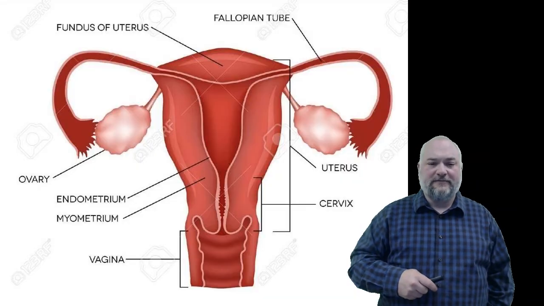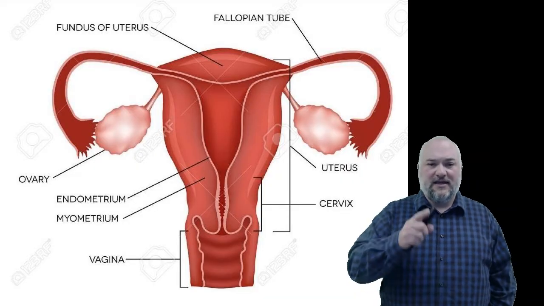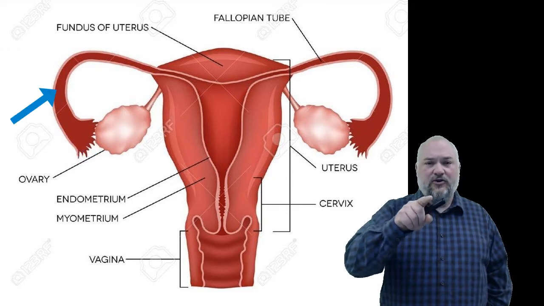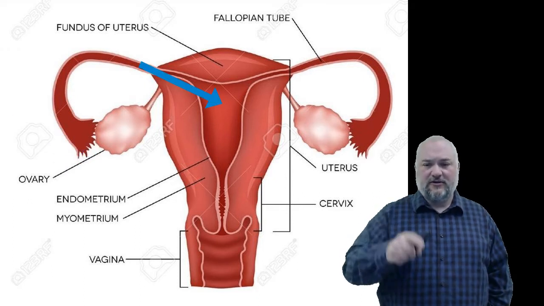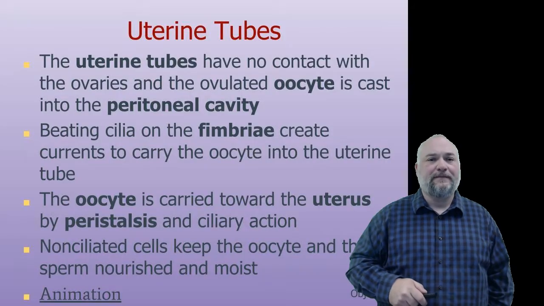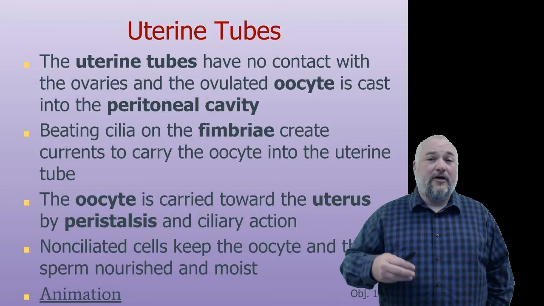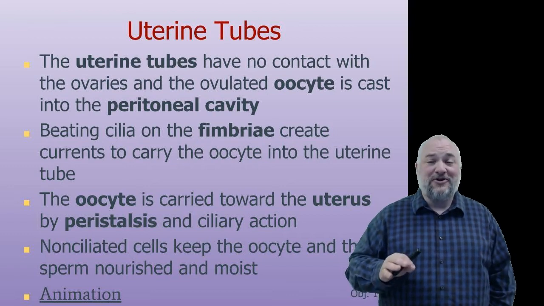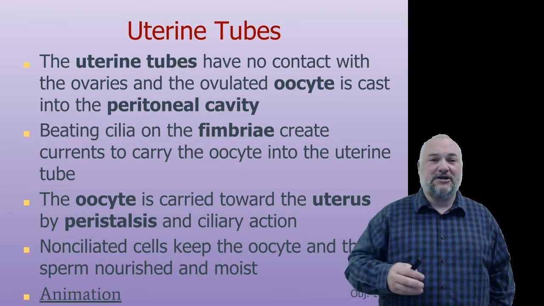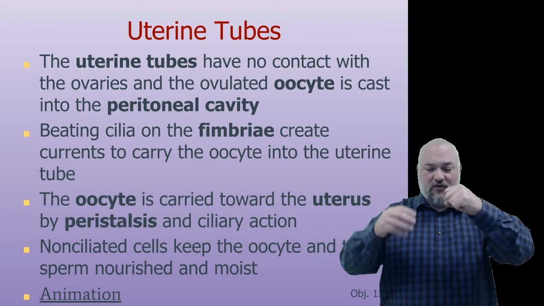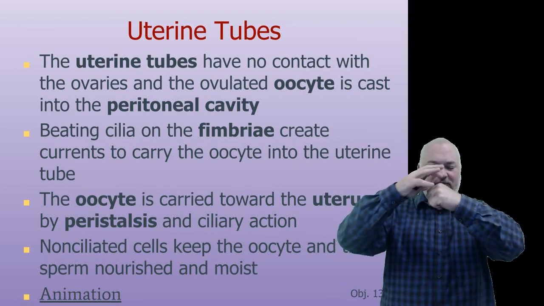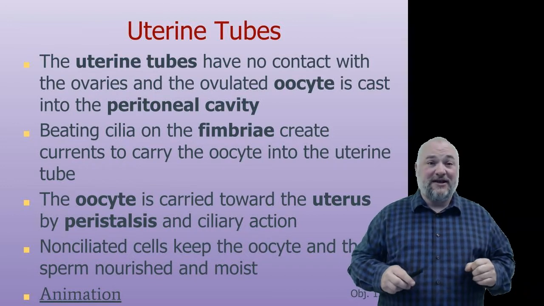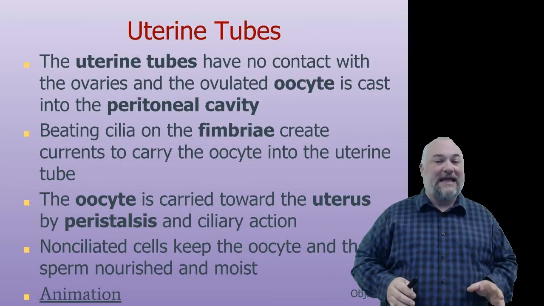So here we can see the ovary. We can see the fimbriae and the ampulla and the uterine tubes leading into the uterus. We'll take a closer look at the parts of the uterus a little bit later. The uterine tubes have no contact with the ovaries. There's not a direct connection with the ovaries. If this is an ovary and here's the ampulla and the fimbriae, they're close, but not quite touching. So that ovulated oocyte is just cast into the general peritoneal cavity.